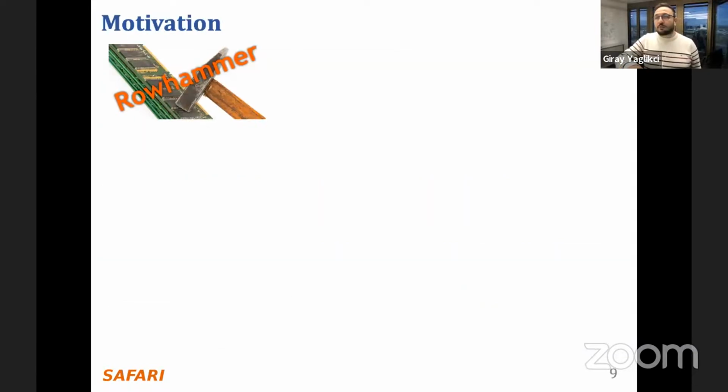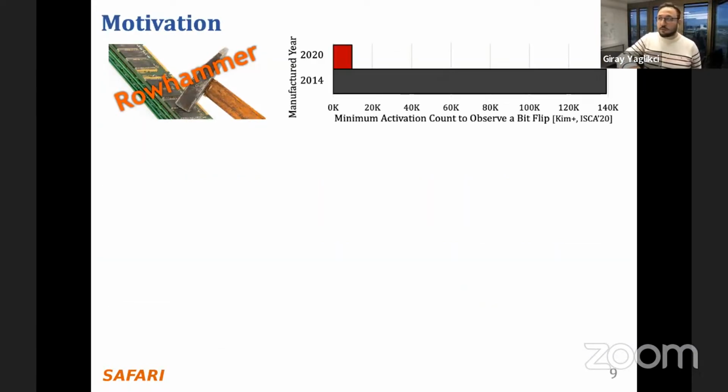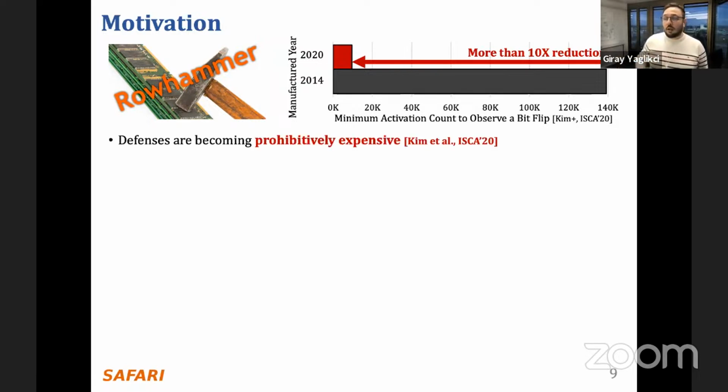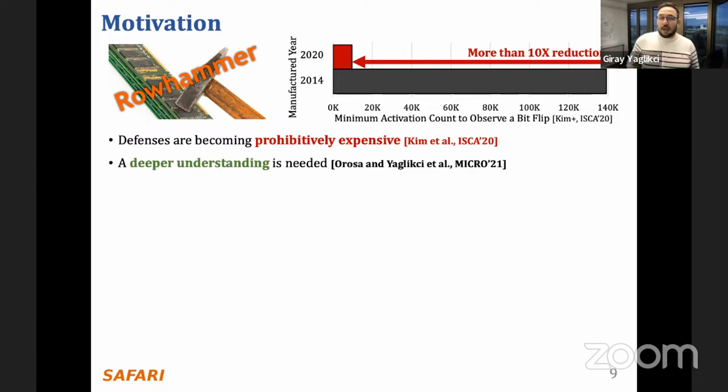Okay, let's move to our motivation. RowHammer is an important problem. When we look at the minimum activation count to observe a bit flip, it got reduced by more than an order of magnitude in less than a decade. With some projection, we know that the defenses are becoming prohibitively expensive. And we need a deeper understanding to address this problem.